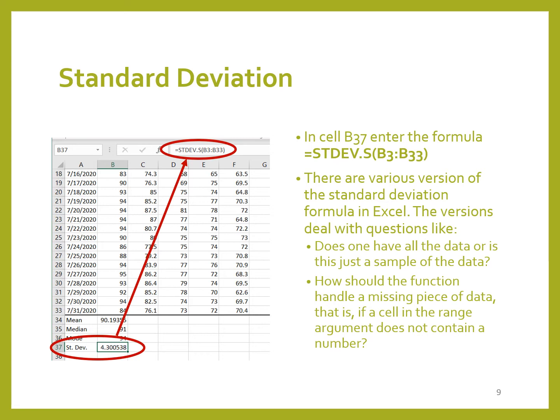One will be, is this the whole set of data, or is this a sample of the data? So the S in STDEV.S stands for sample. Another question asked in these formulas is, what happens if there's a missing piece of data? How should that be handled?